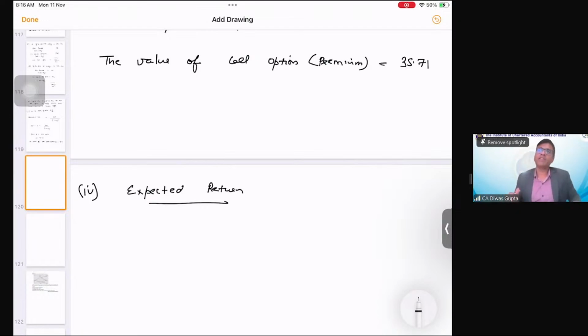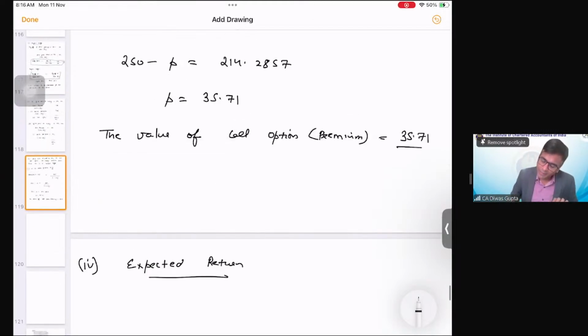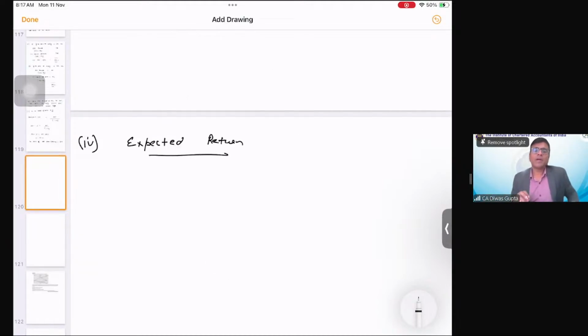And the return on that will be, if I invested 35.71 rupees today, and later on after 3 months I'm getting some other amount, so that extra amount I'm getting over and above 35.71 is the return. Okay, that's the interpretation of expected return. So for that, we need to calculate what are the expected payoffs.